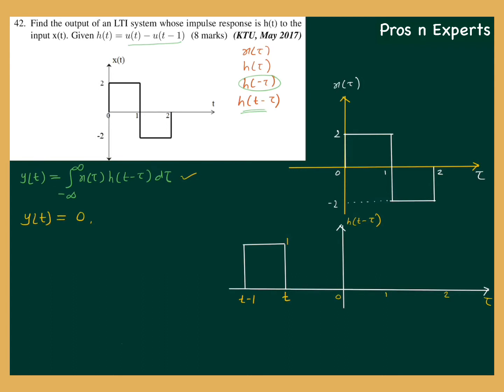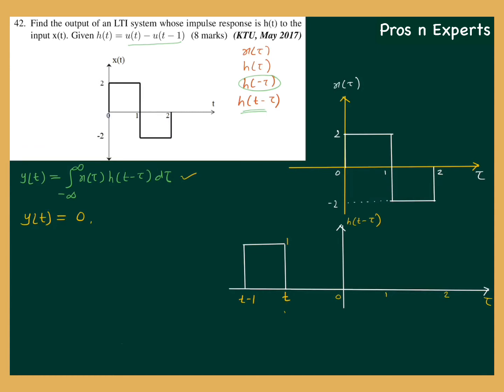Now as per our original procedure, we are incrementing t, right? That means we are shifting the signal to the right side gradually. Then we are again comparing the product x of tau into h of t minus tau. Still they are 0, and we judge that this product remains 0 until t is less than or equal to 0. Until this signal is coming close to x of tau in this axis, their product remains 0.